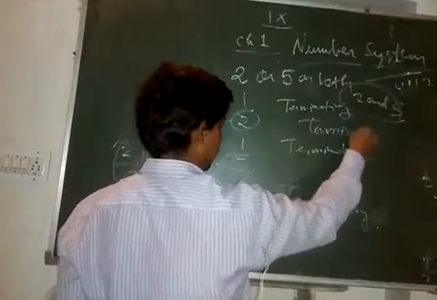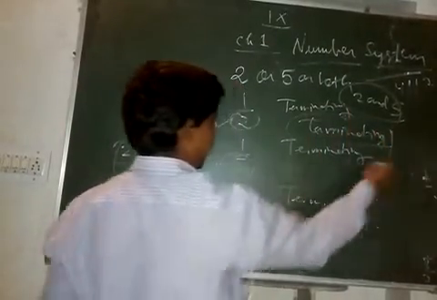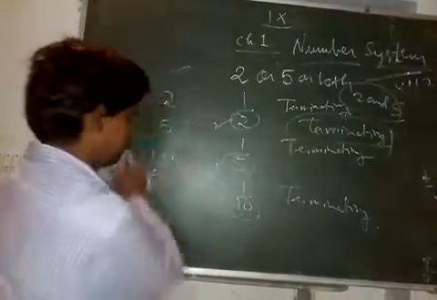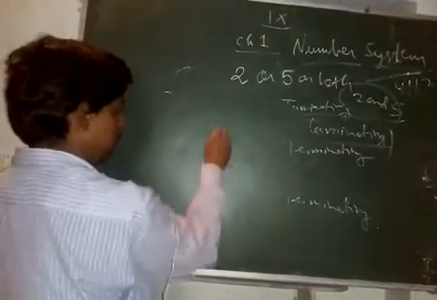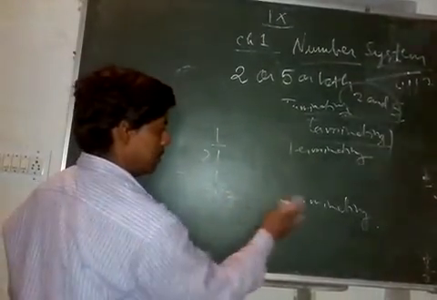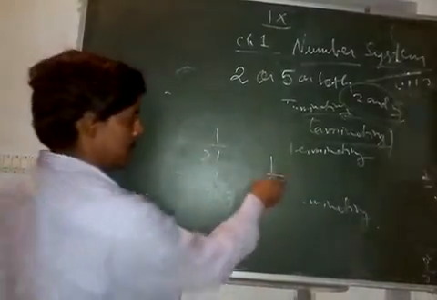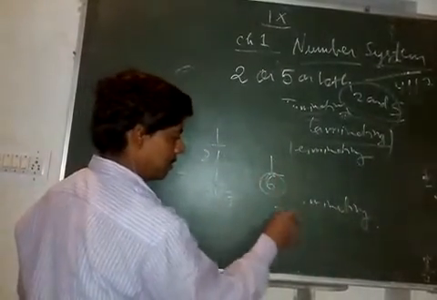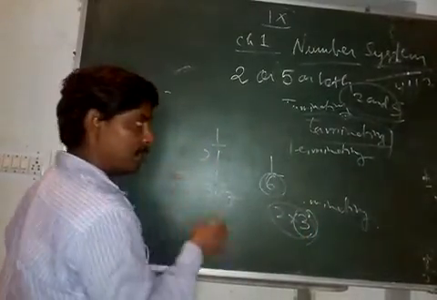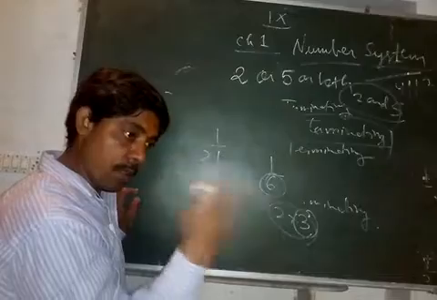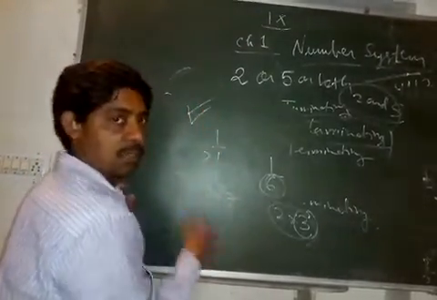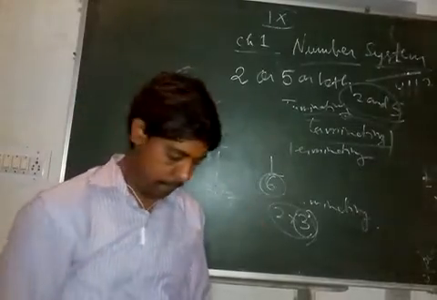And if you get any prime factors other than 2 or 5, it is non-terminating. For example, 1 upon 21 will be non-terminating because the prime factors are 3 and 7. Similarly, for 1 upon 6, the prime factors of 6 are 2 and 3. This is also non-terminating. 2 is there, but 3 has come. There should be purely 2, purely 5, or purely 2 and 5. Then only it is terminating. We will do this in detail in class 10th also, so you can just know this much till now.